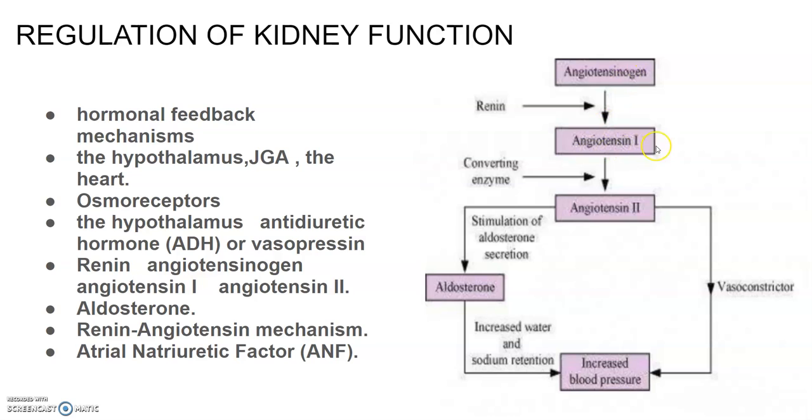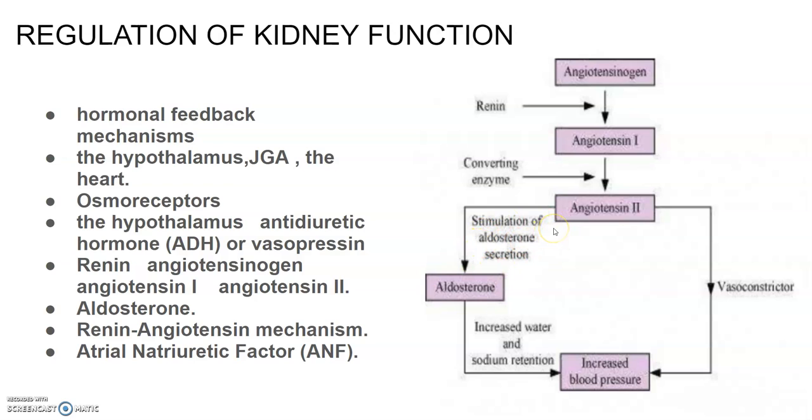angiotensinogen to angiotensin 1 and further to angiotensin 2. And angiotensin 2 is a powerful vasoconstrictor. Vasoconstrictor means it constricts the vessels. So it's a vasoconstrictor, and it increases the glomerular blood pressure and thereby increases the glomerular filtration rate. And angiotensin 2 also activates the adrenal cortex to release aldosterone.